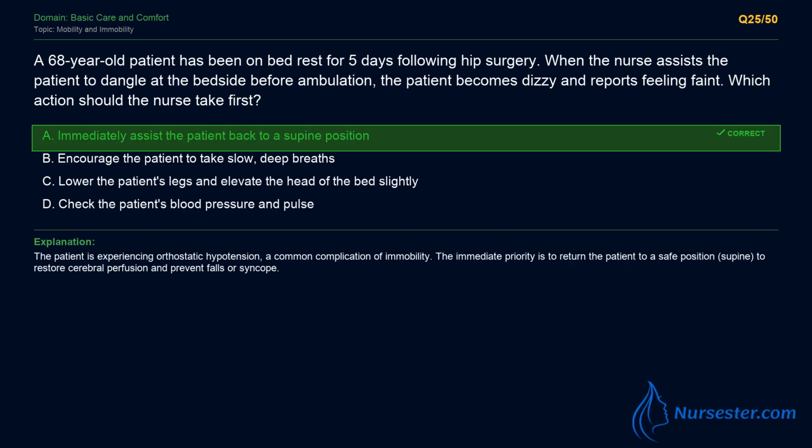The correct answer is A. The patient is experiencing orthostatic hypotension, a common complication of immobility. The immediate priority is to return the patient to a safe position, supine, to restore cerebral perfusion and prevent falls or syncope.